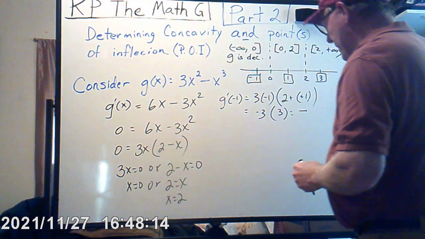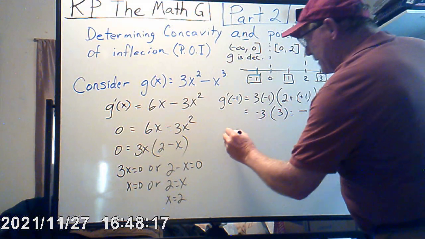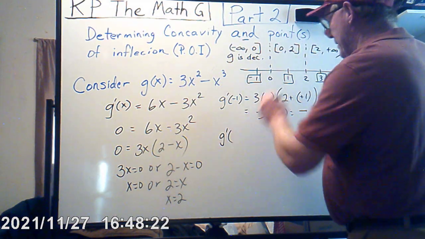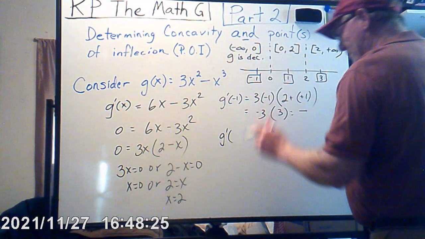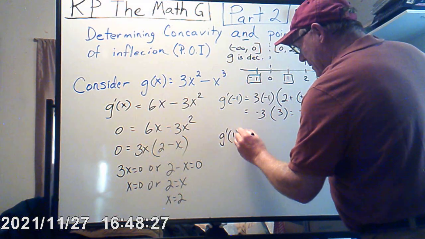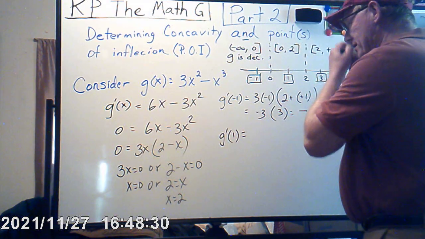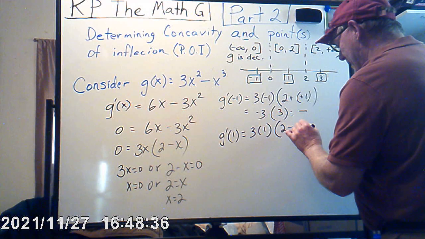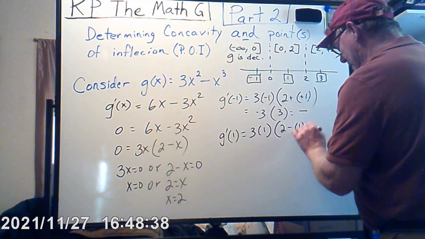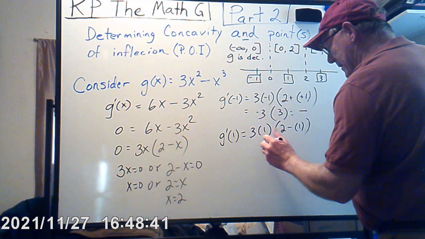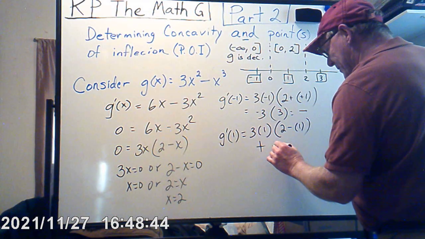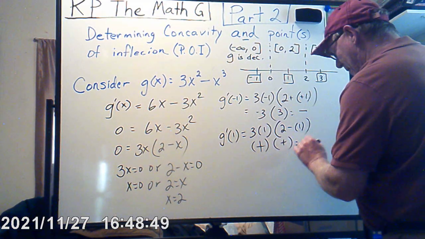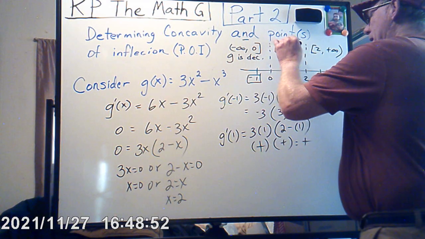Alright, so let's take a look again. I want to do g prime at 1. Now we're looking at the interval from 0 to 2. Okay, g prime at 1. Alright, so here we go. 3 times 1 times 2 minus 1. We know that 3 times 1 is 3, and that's positive. And then 2 minus 1 is 1, and that's positive. And positive times positive is positive. So up here, that's positive.